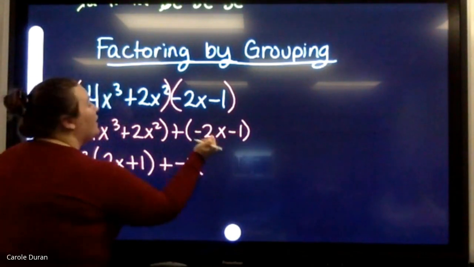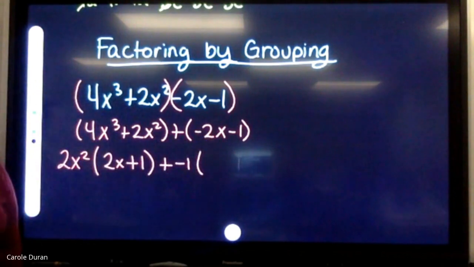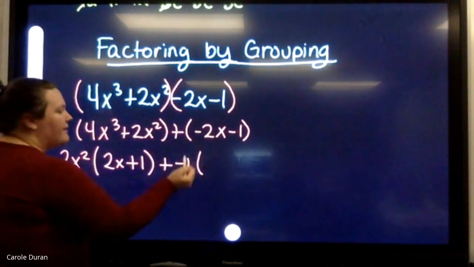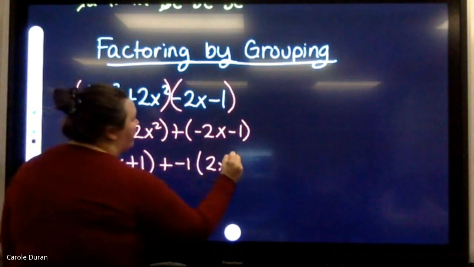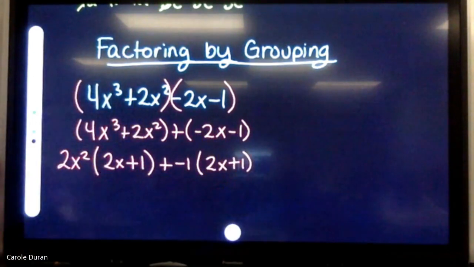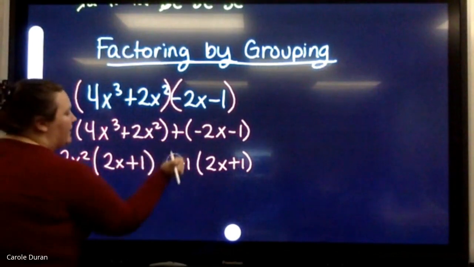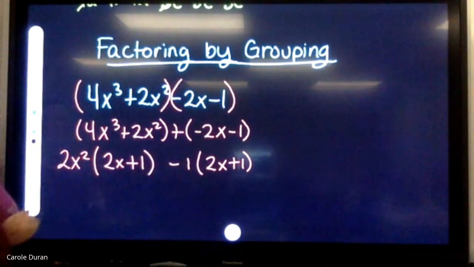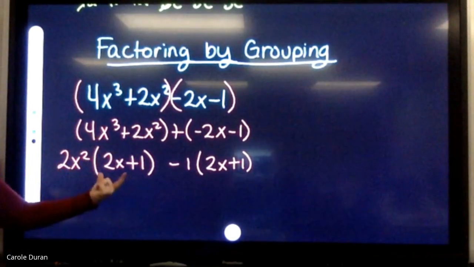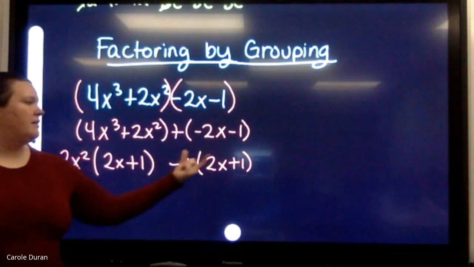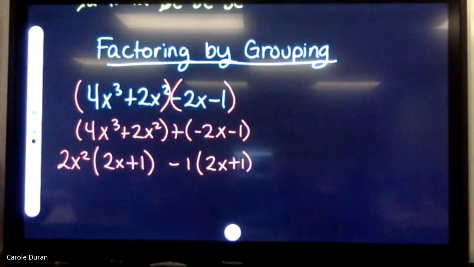So we have to get the exact, we want what's inside the parentheses to be the same. So negative 2x divided by negative 1 is just 2x. Negative 1 divided by negative 1 is positive 1. You don't need a plus and a minus here. I just like to show that we're still adding or subtracting them. So this becomes 2x squared times 2x plus 1 minus 1 times 2x plus 1. My goal is to have what's inside those parentheses be exactly the same because that becomes my common factor.